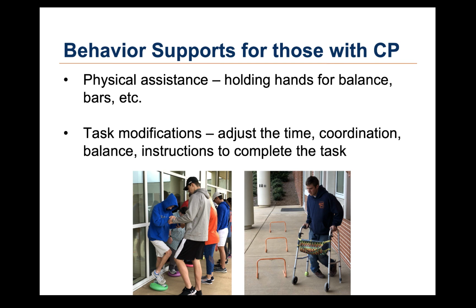skills. We also use many task modifications to adjust the amount of time, coordination, or balance demands, as well as instructions to complete a task. The picture on the right shows a participant with spastic diplegia, which affects both legs. He is using a walker to walk around hurdles. Eventually, when he has enough strength and balance, he would step over the hurdles while using the walker.